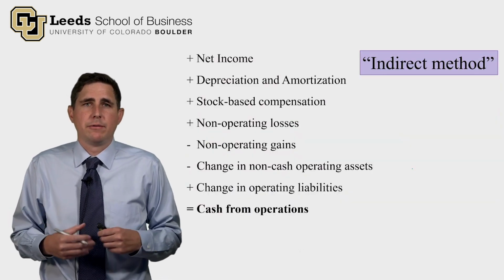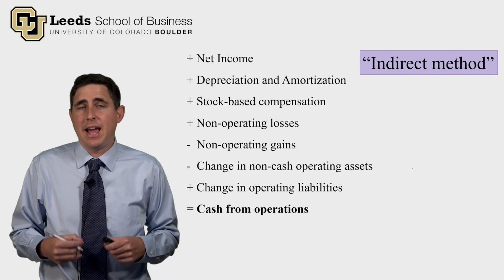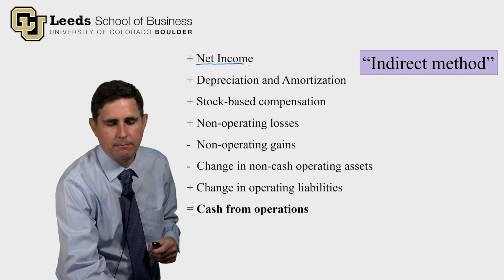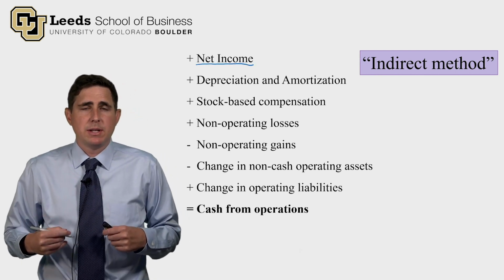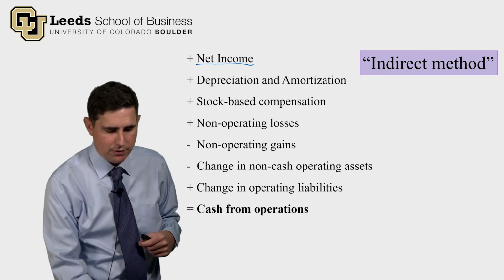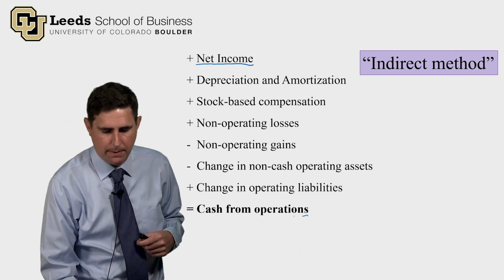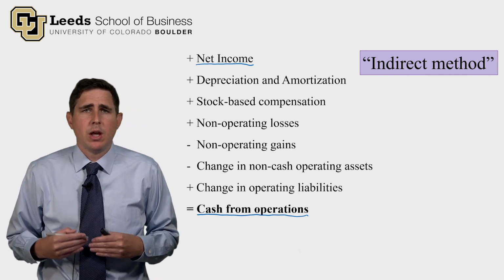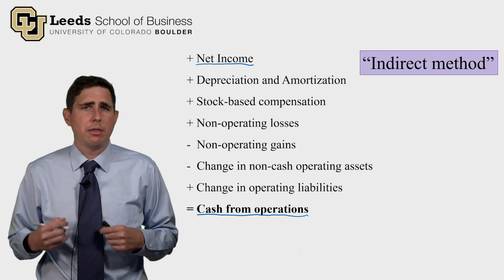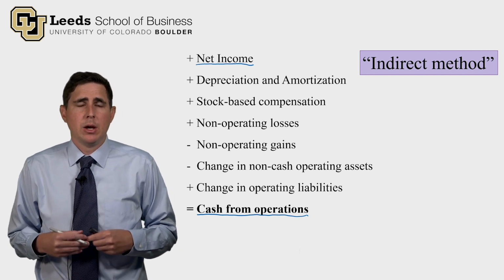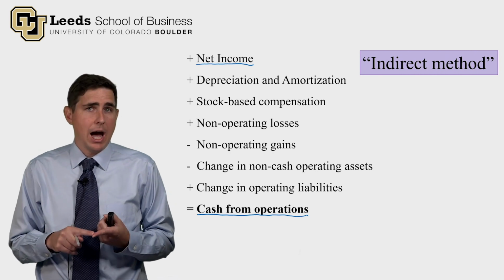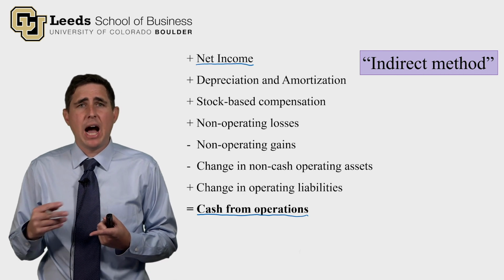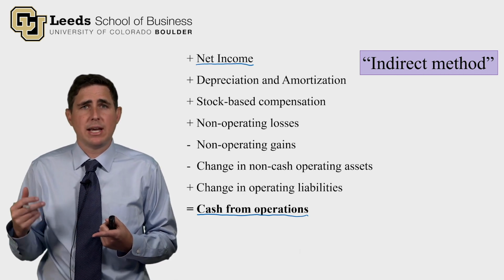The indirect method for computing cash from operations is basically an algorithm. It's a formula. It starts with net income. Then we make adjustments to net income to arrive at cash from operations. What are these adjustments meant to do? Well, they're meant to take things out of net income. What kind of things do we want to take out of net income? We want to take anything out of net income that is not operating. So, because we're trying to calculate cash from operations, if there's any operating gains or losses in net income, we want to take those out.